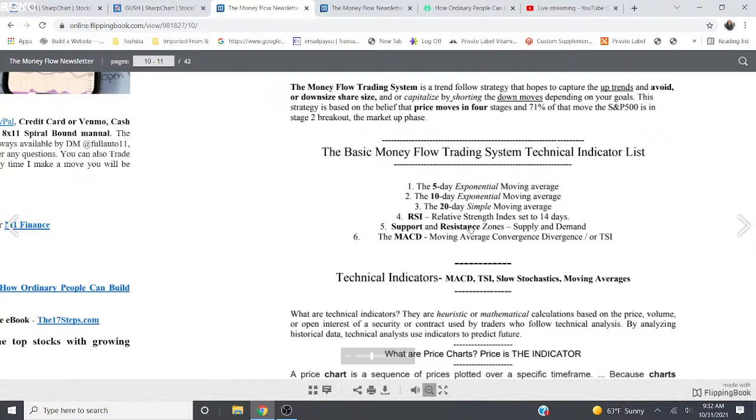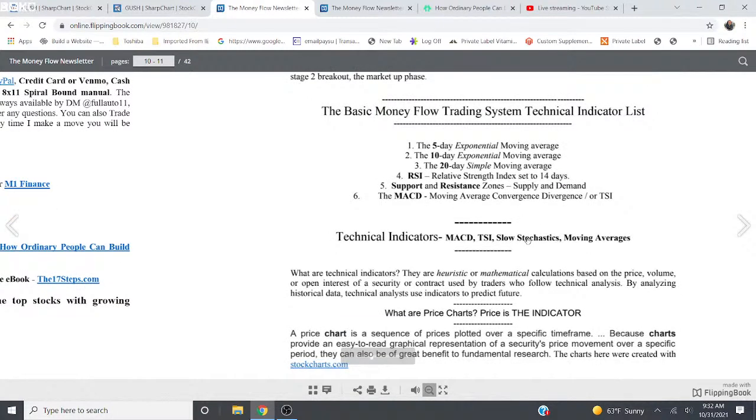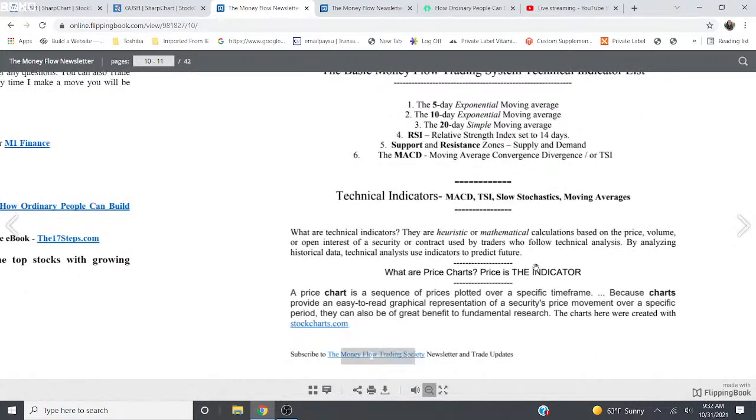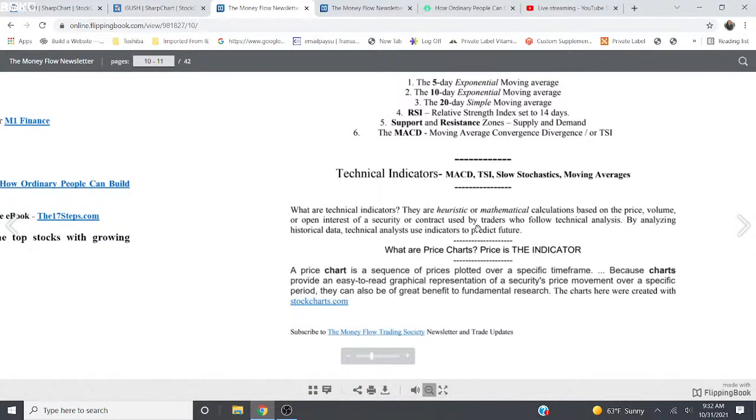We're looking for support and resistance. We've got the MACD. A lot of people are using the MACD wrong. This here is for momentum. That's all I'm looking for on this is momentum, okay? And then if you've read my book, The Money Flow, you know I have TSI, stochastics, a few other things, but we don't need to get too heavy in that.